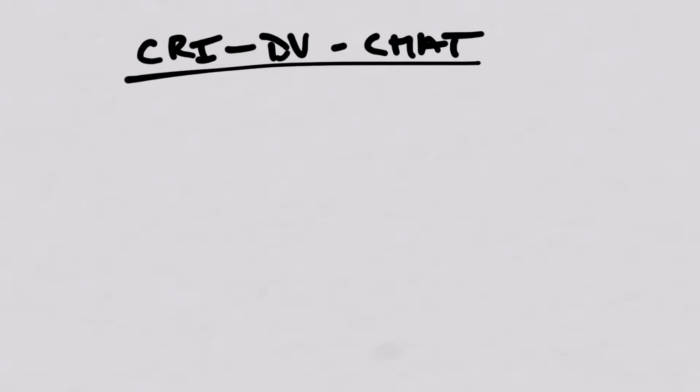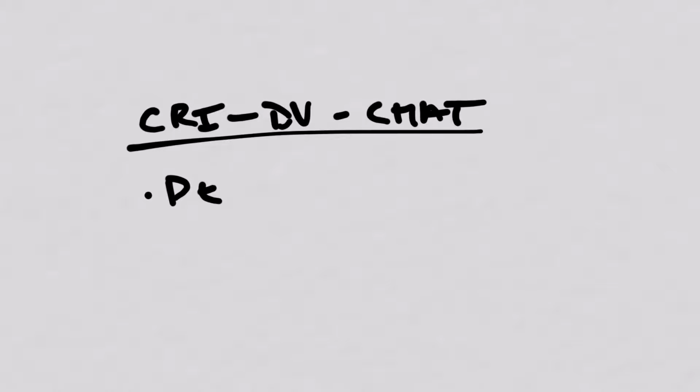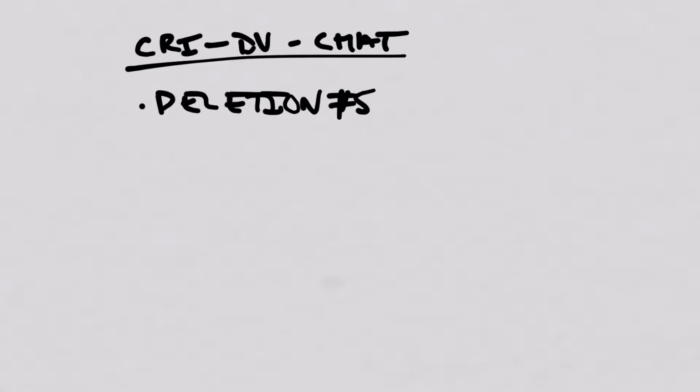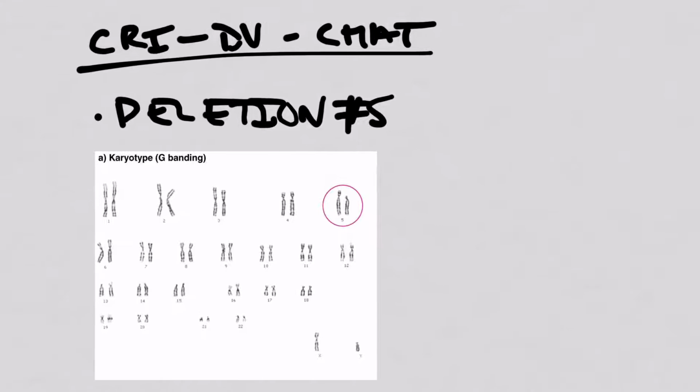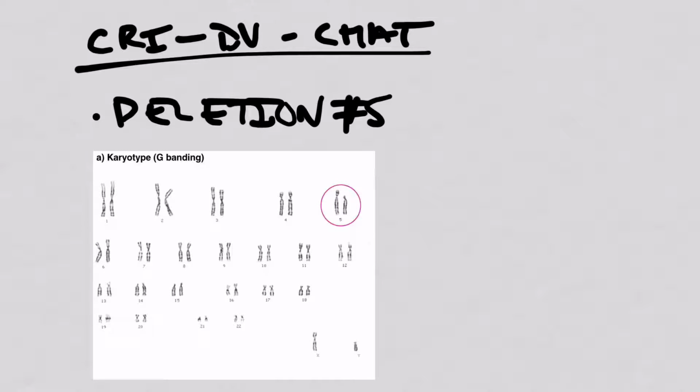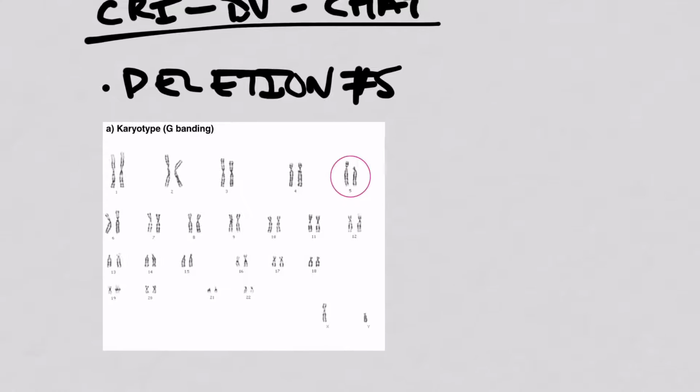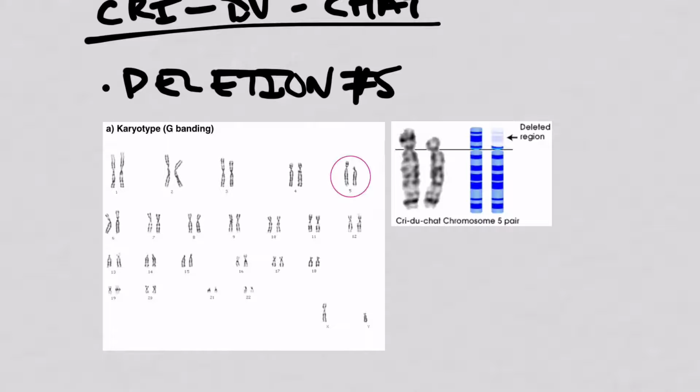Okay, so this is an example of a large-scale deletion of chromosome number 5. I'm going to throw on a karyotype here so you can see that. Here you can see that the top arm of chromosome 5 is truncated. It's broken off. It's not there. And here's another schematic of it. As you can see, there's a large portion of chromosome 5 that is entirely missing.